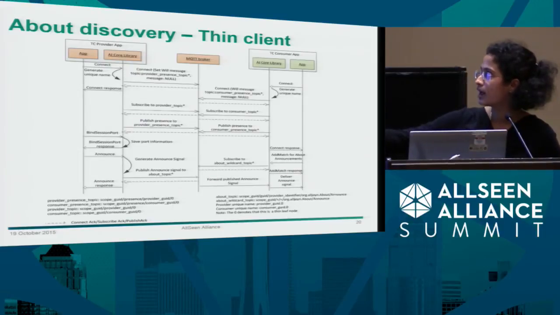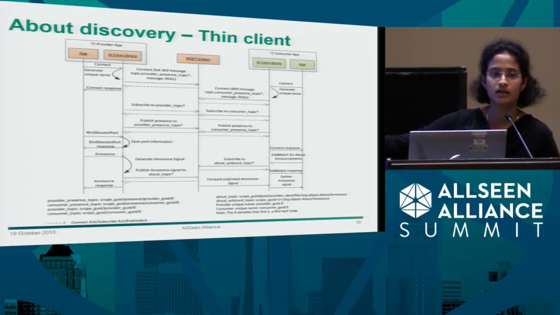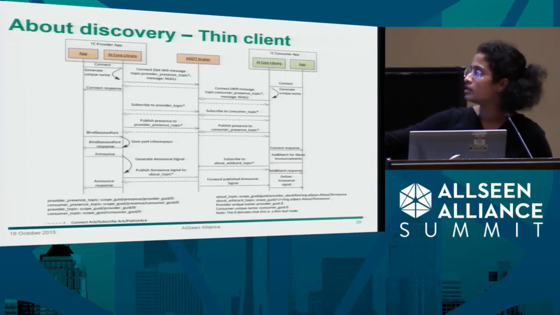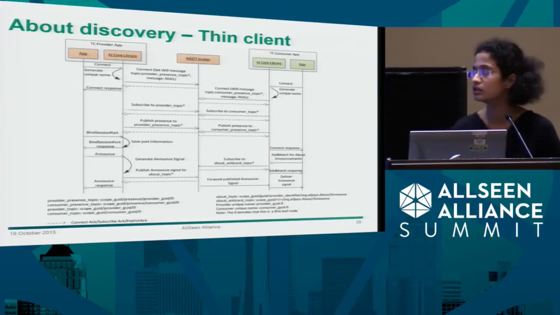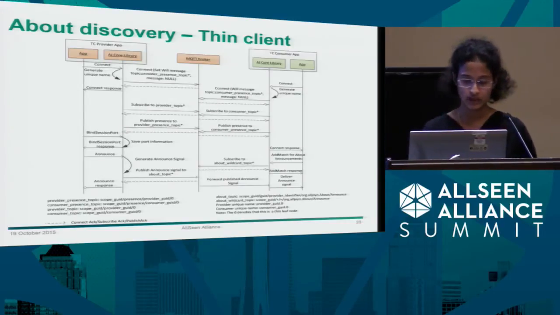Now let's say the client adds an add match that is turned into a subscription to the wildcard about topic. That would be the scope GUID followed by the ++ to indicate anyone is announcing itself. And here is an announcement from the provider that generates the announced signal, and then that signal is published to the about topic. Since the broker at this point knows that this consumer is interested in that signal, it forwards the announced signal, and that is delivered to the application.